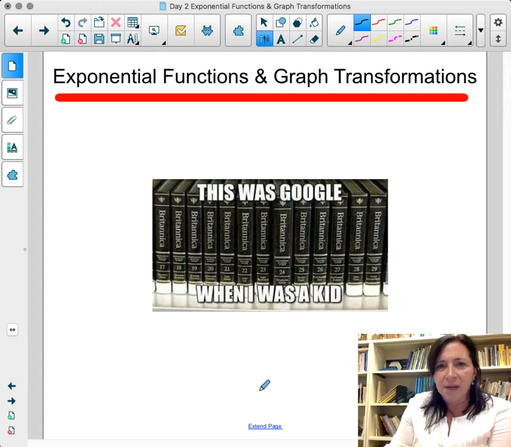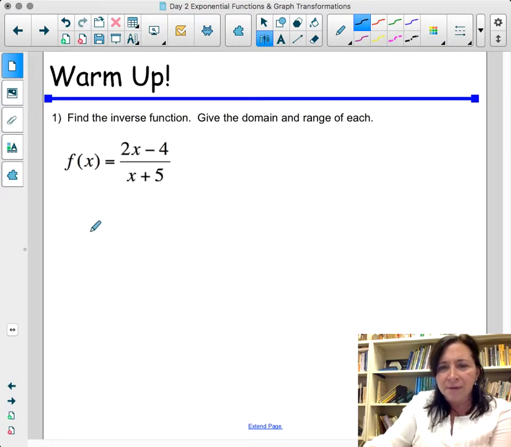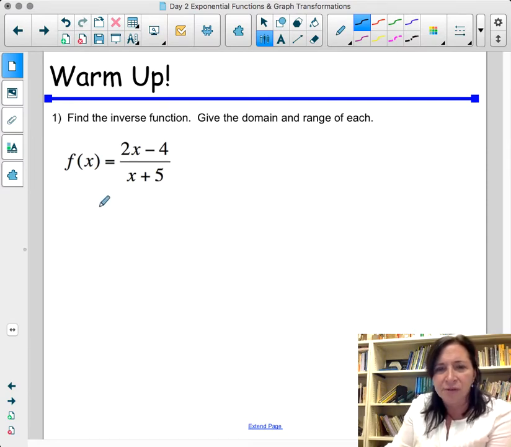Hi everyone, today we're going to learn about exponential functions and graph transformations. So let's get started. First, we're going to start with a warm-up, and in this warm-up I am asking you to find the inverse of this function.